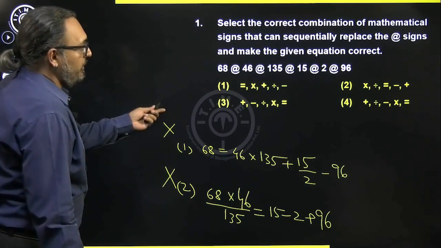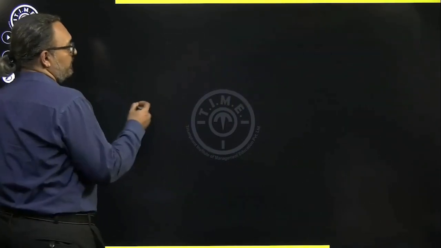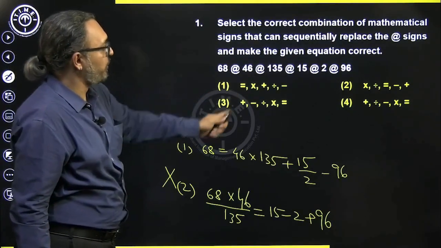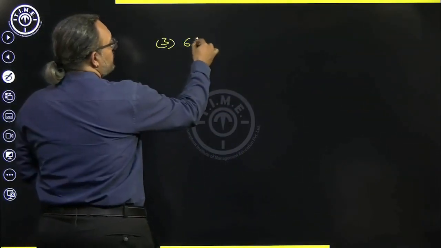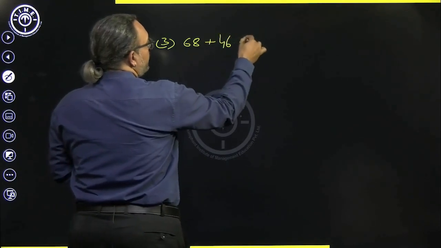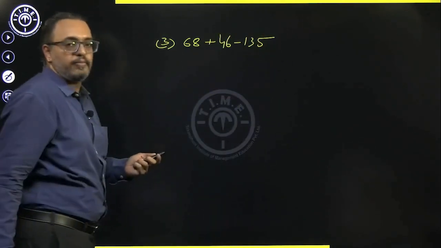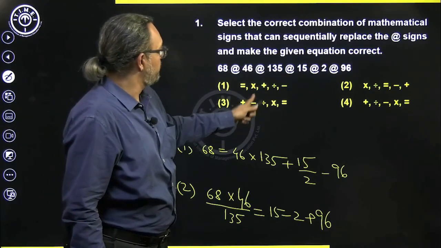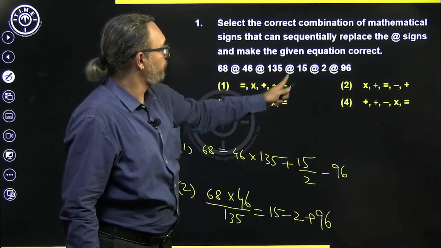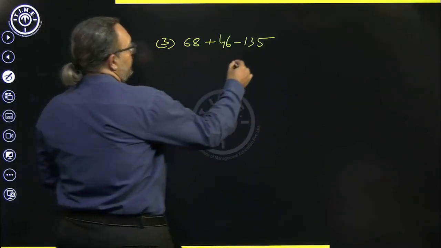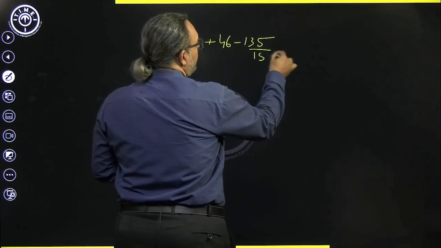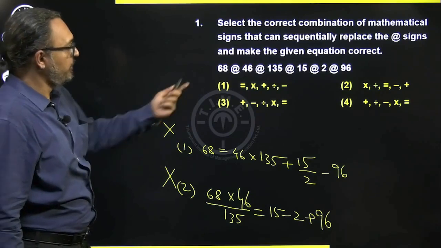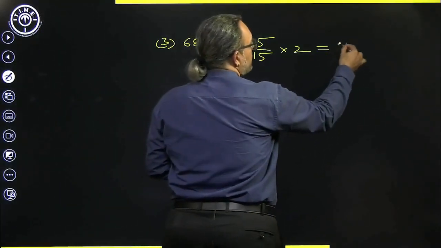Right. So when I take the third one, I'll take it in the next page. Now the third one we have 68 plus 46 minus 135, then divided by 15 and then into 2, correct, should be equal to 96.